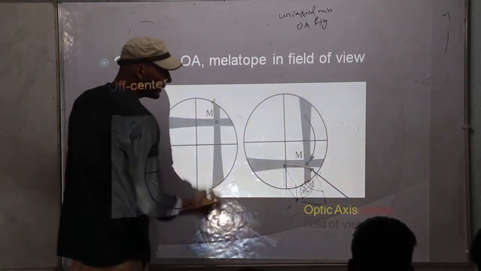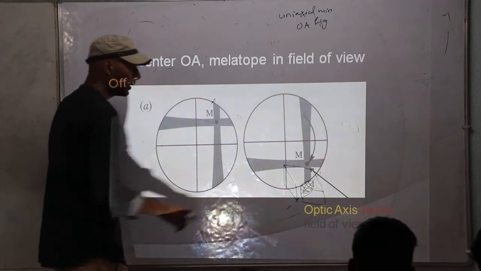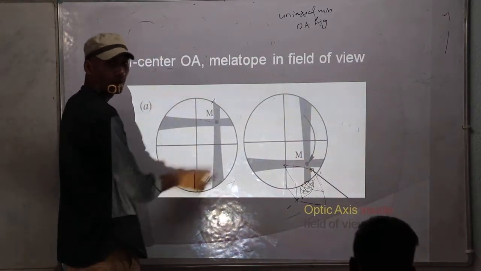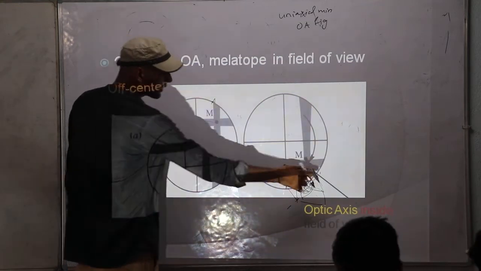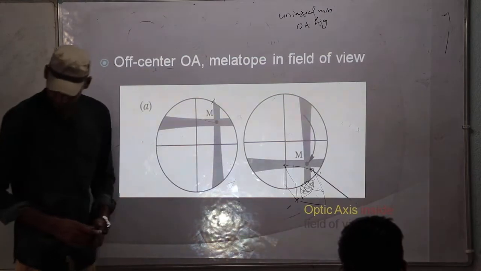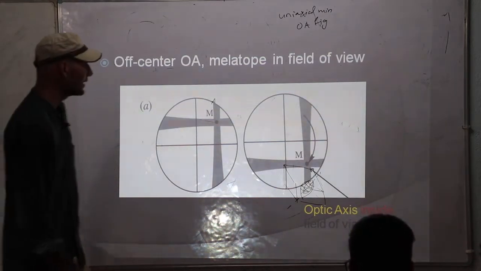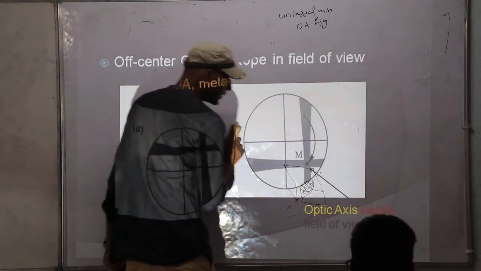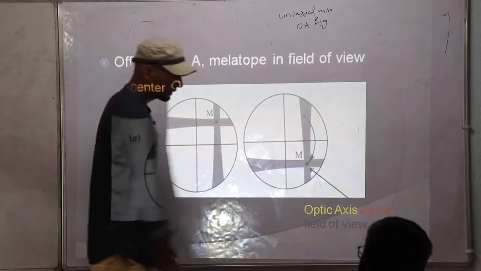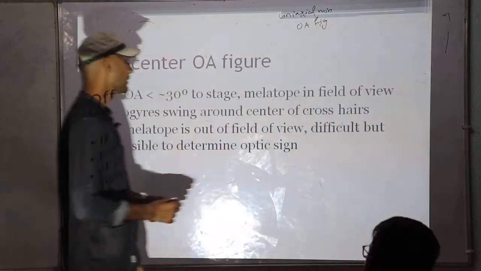And if we are rotating the stage, then what will happen? The melatope along with the isogyres will rotate. The melatope will rotate accordingly, because the optic axis is going to rotate, right? Then what is the position of the optic axis? If someone asks you what is the position of the optic axis, there are options like this.